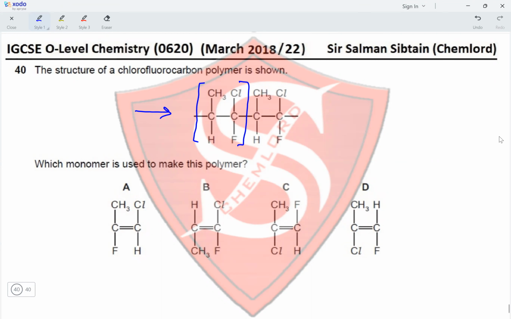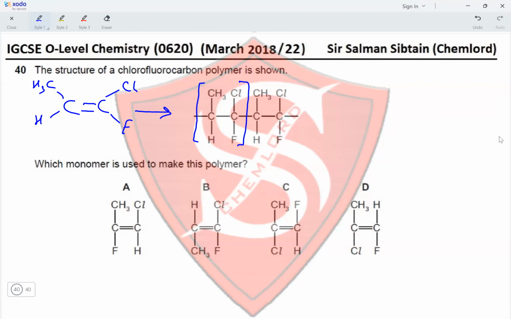So the monomer of this compound would be carbon double bonded to carbon, with the carbon on the left having a CH3 and a hydrogen atom attached to it, and the one on the right having a chlorine and a fluorine atom attached to it. So this is the monomer. The question asks which monomer is used to make this polymer.